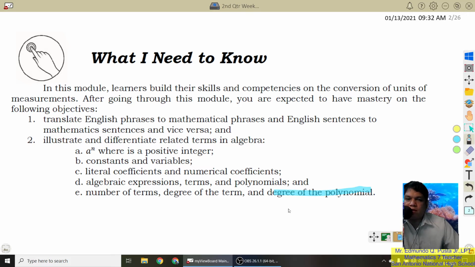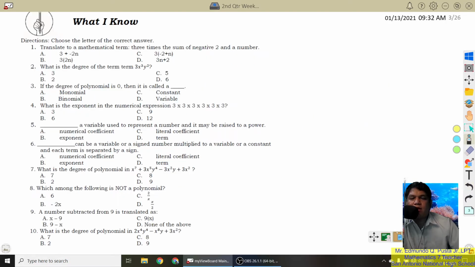So to start with our topic for today, let us start with the pretest. Okay? Choose the letter of the correct answer and translate the mathematical term 3 times the sum of negative 2 and a number. Okay? So let us translate a mathematical 3 times the sum of negative 2 and a number. So what do you think will be the best answer for that?